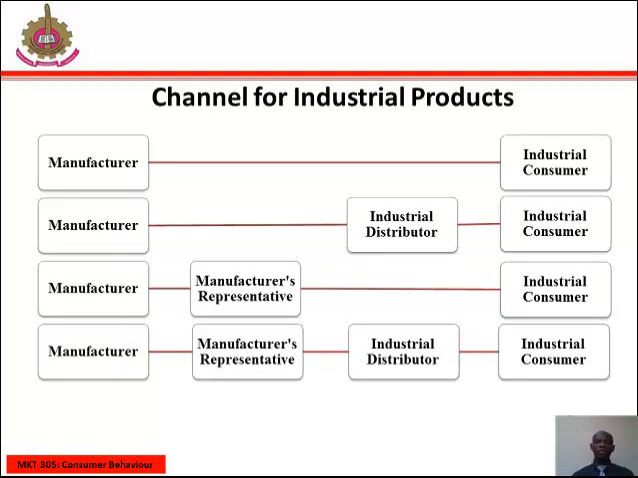Let's talk about channels of distribution for industrial products. As you can see, the channel links the manufacturer to the industrial consumer or buyer. From the slide, you can see manufacturers use direct marketing to distribute their product to industrial users. This is mostly associated with complex products that require a good deal of pre-sale and post-sale support.